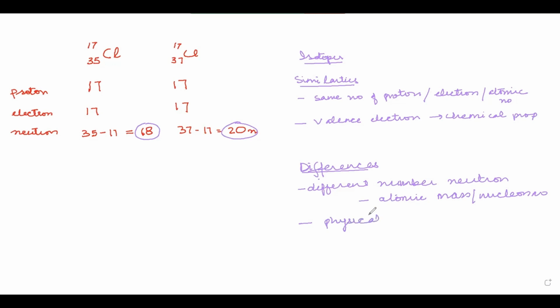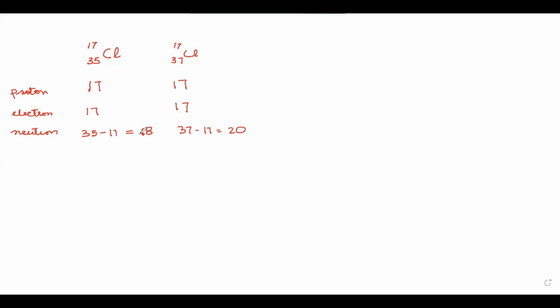Their physical properties will be different, for example, the rate of diffusion will be different, and properties like densities are going to be different. So all the isotopes will show the same chemical property, but there will be a variation in their physical property. So the number of neutrons will be 18 here: you subtract 17 from 35, you get 18 neutrons.